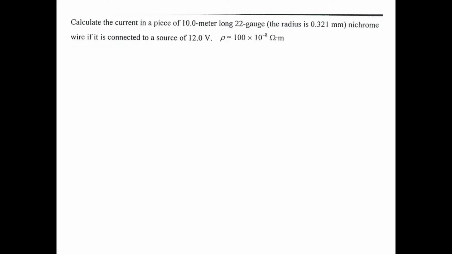Next question. Calculate the current in a piece of 10 meter long 22 gauge wire, and you're given the radius as 0.321 millimeters. Remember, convert that into meters. If it's connected to a source of 12 volts, you're given that the resistivity is 100 times 10 to the minus 8 ohm meters. Have a go at this question.